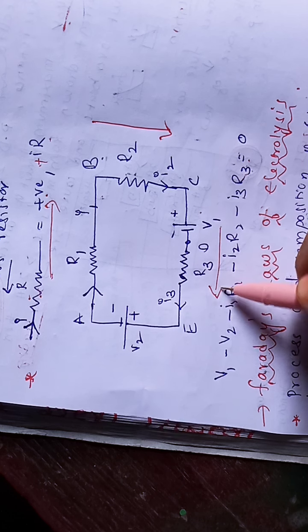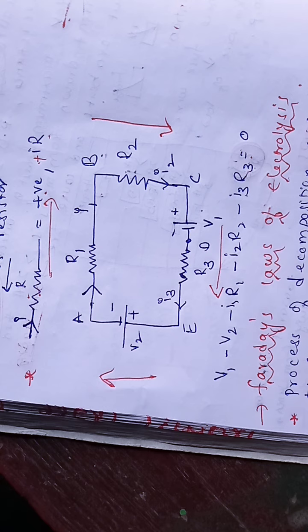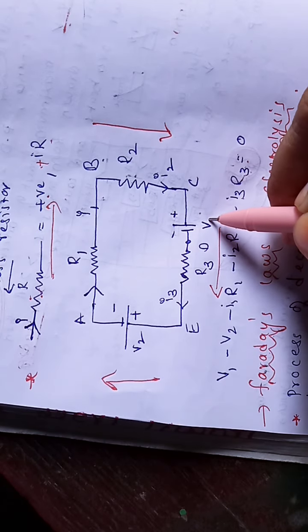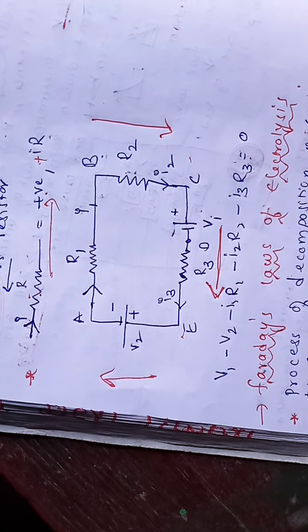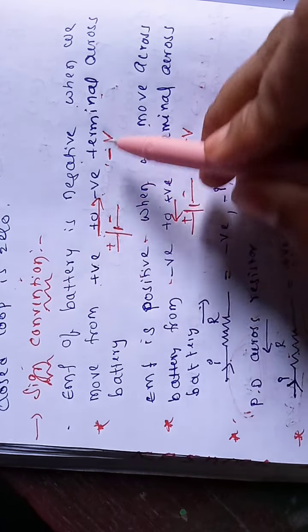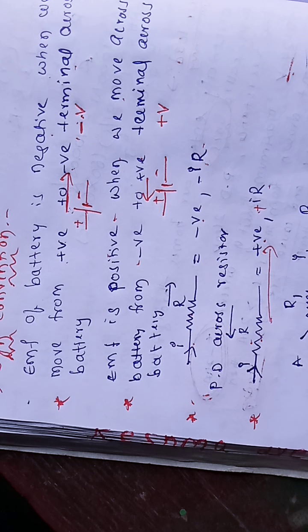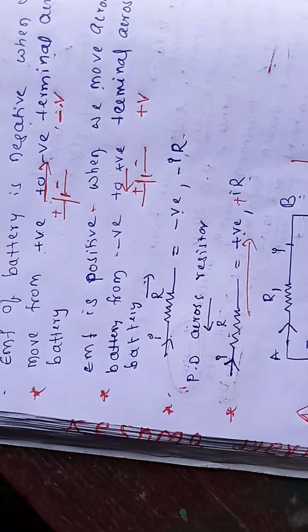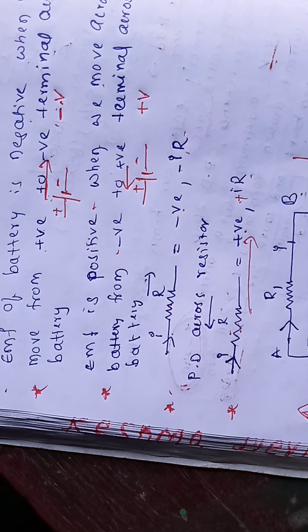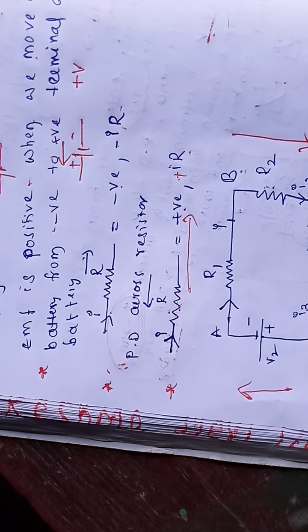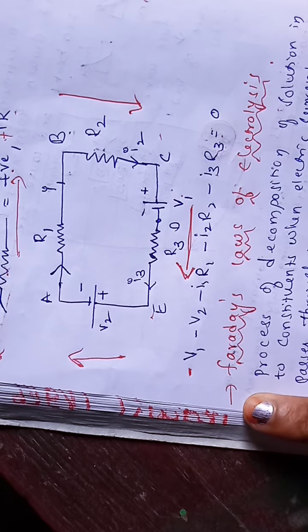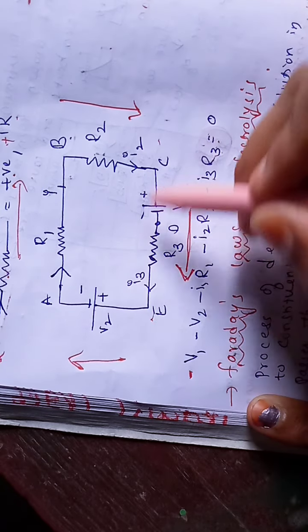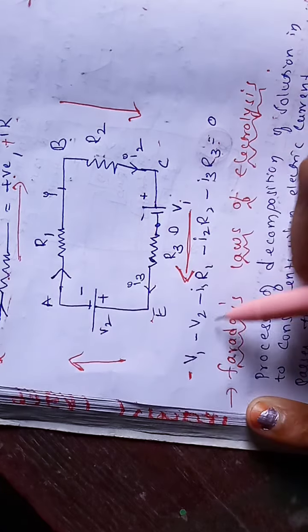Let us think that our direction is A to B, B to C, C to D, to E, and E to A. So first here is V1. See, this is our movement. C to E means positive to negative. What I said, when we move from positive to negative, we take it with a negative sign. Minus V1 in such a way, positive to negative. Similarly, V2 positive to negative, minus V2.